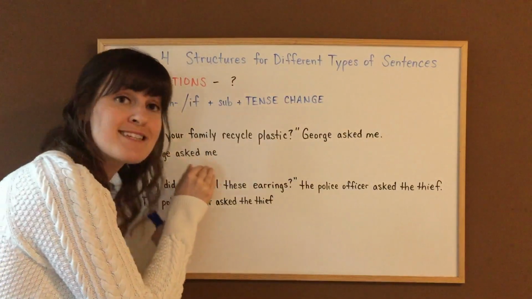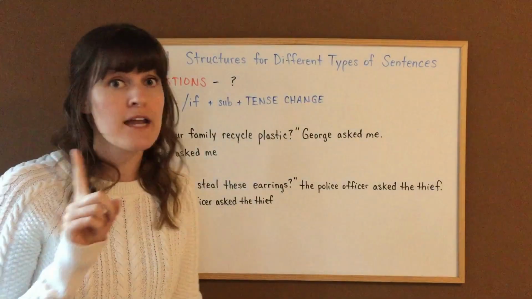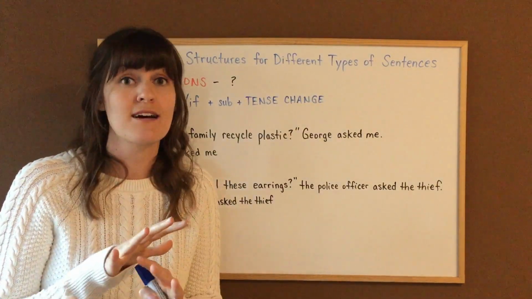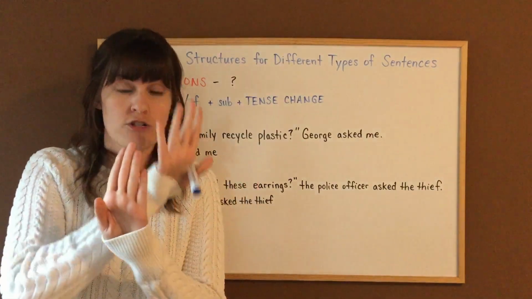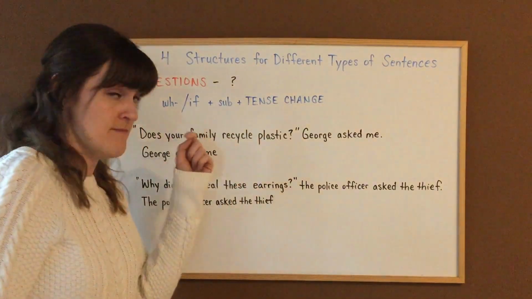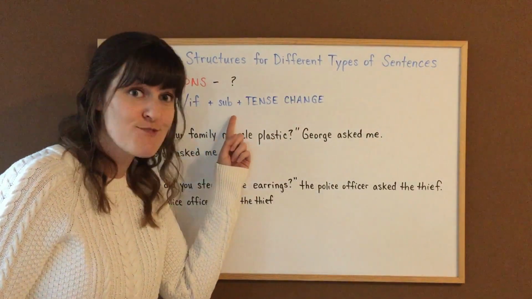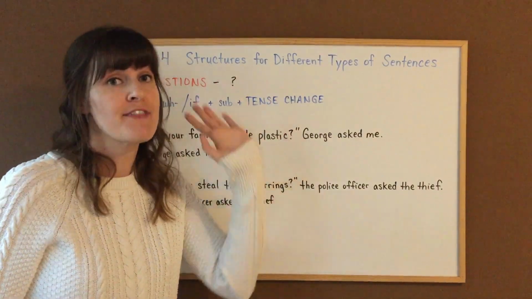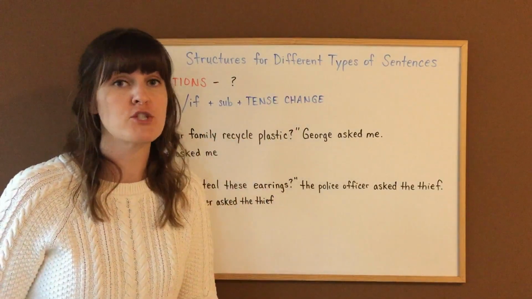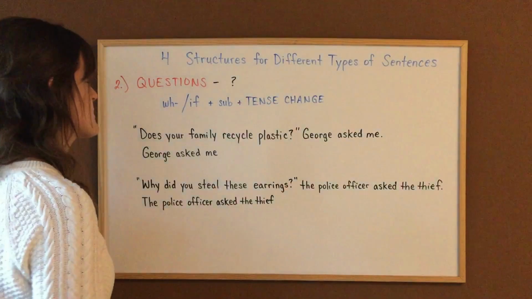Well, when you put the sentence in reported speech, it's not a question anymore. Now it's a sentence. It's just a sentence. So we have to uninvert the subject and the verb. That means we're going to put the subject and then the verb. Okay? And of course, our verb has to have the tense change. All of the verbs from the chart. Let's look at some examples.